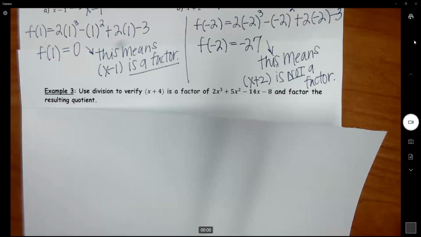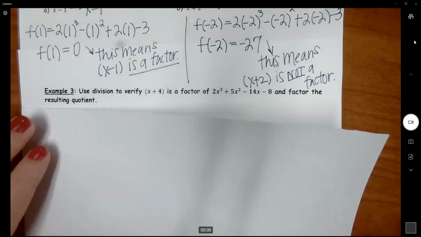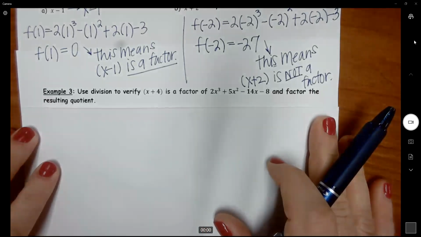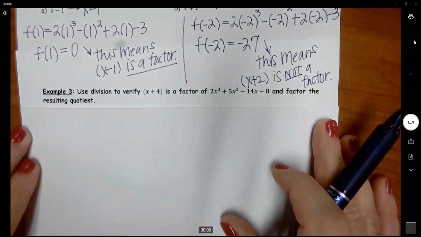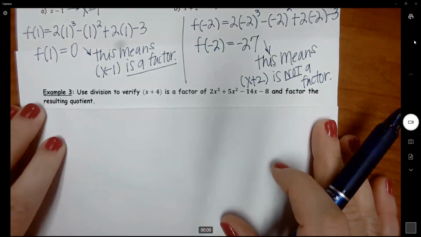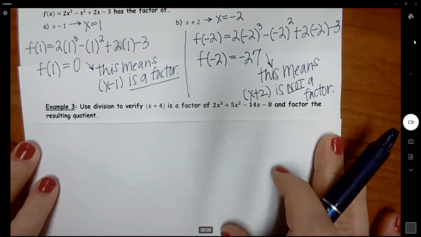In this video, we're going to learn how to factor polynomials with a degree higher than 2. So example 3 says to use division to verify that x plus 4 is a factor of 2x cubed plus 5x squared minus 14x minus 8 and factor the resulting quotient. So we can go about this two ways.